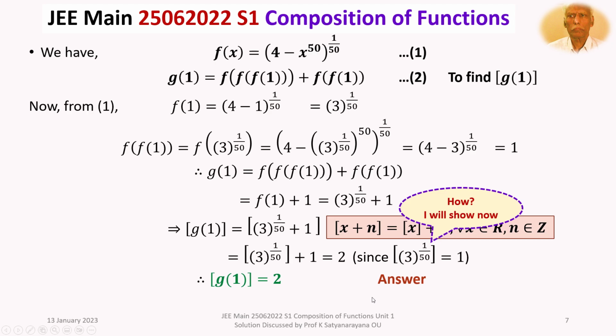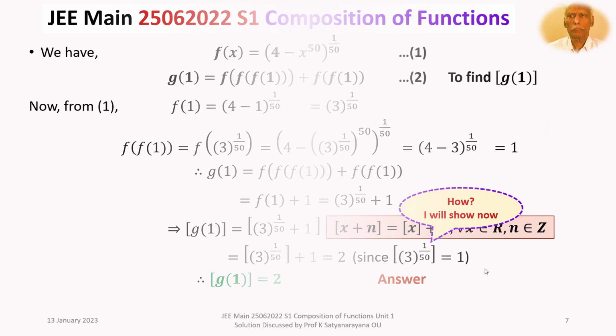And this completes the discussion of the solution of the problem on composition of functions from Unit 1. But I have promised you that I will show you how this bracket of 3 power 1 by 50 is 1. I will do it by two methods. First we go to the first method.